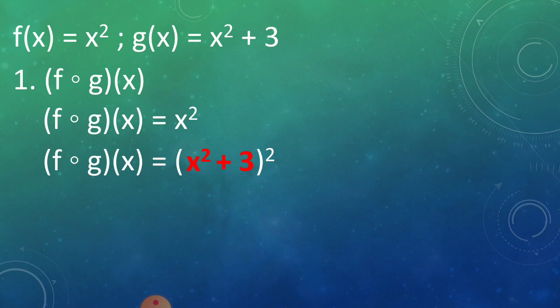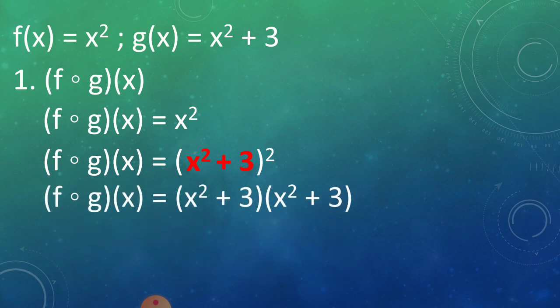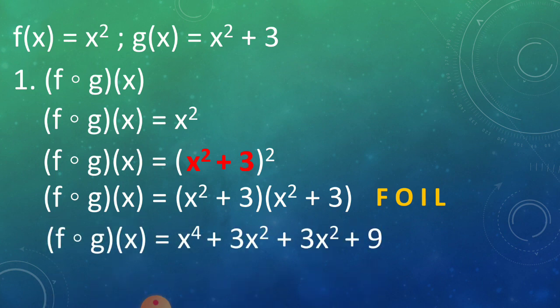So evaluate it further. x squared plus 3 squared means x squared plus 3 times x squared plus 3. This is a product of two binomials, so we can apply the FOIL method. It stands for first terms, outer terms, inner terms, and last terms. For the first terms, x squared times x squared is equal to x raised to 4. For the outer terms, x squared times 3 is equal to 3x squared. For the inner terms, 3 times x squared is equal to 3x squared. Then the last terms, 3 times 3 is equal to 9.